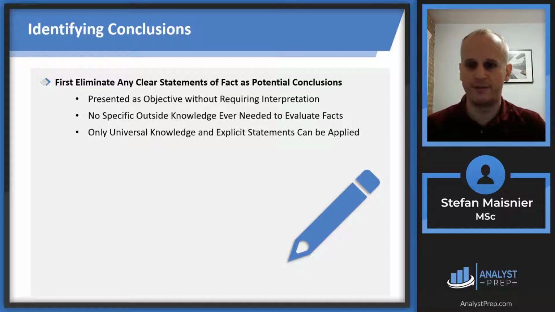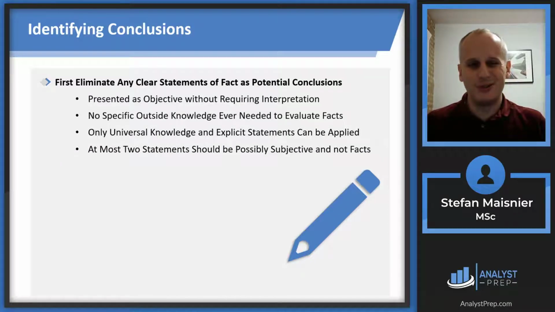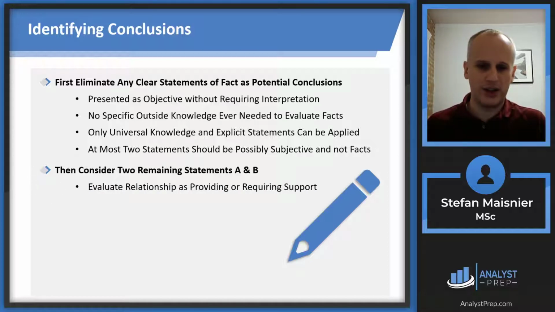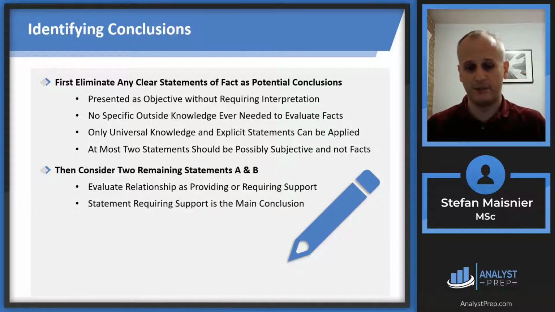Only those types of universal knowledge and the explicit statements from the prompt can be applied to the scenario and to the conclusion. And usually, at most, two statements are going to be possibly subjective and possibly not facts. So when you get down to two, you're going to consider them basically as your abstract statements A and B. And whichever is going to require support is ultimately going to be your conclusion. So you'll want to evaluate the relationship between these two remaining non-fact or clearly non-factual statements and see which one is providing and which one is requiring support.